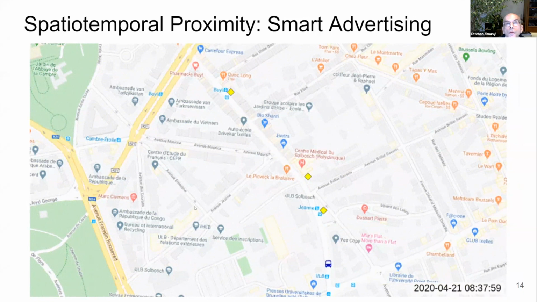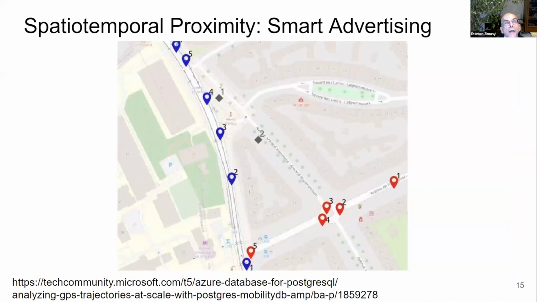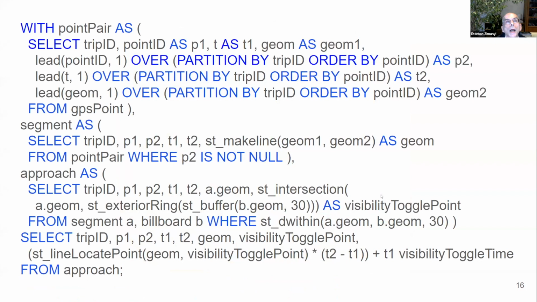So if we want to do this in simple PostGIS, without time, these are our original observations. We have the observations in blue for one bus and the observations in red for the other bus. And these are the examples of the billboards. If you want to do the same only in PostGIS, we basically need to connect the dots. And connecting the dots is something like this.